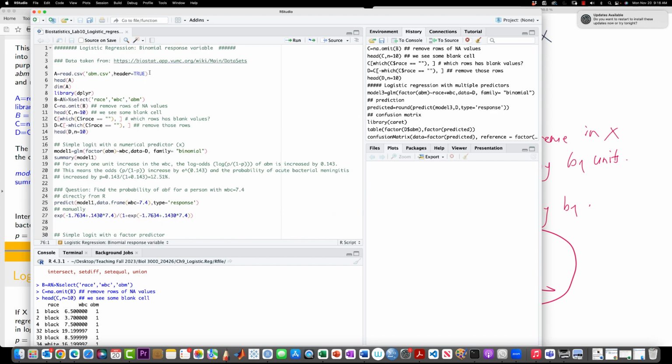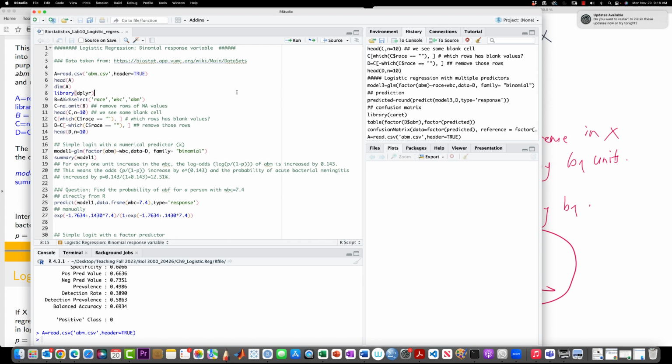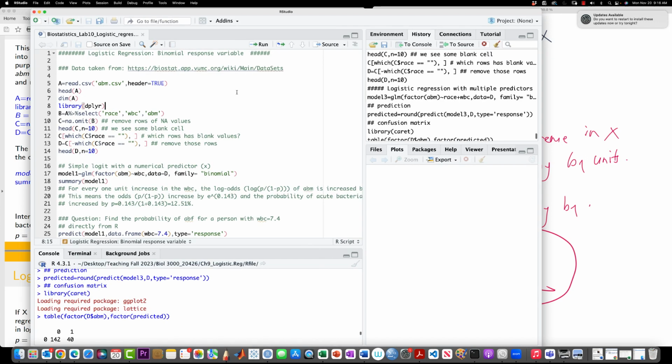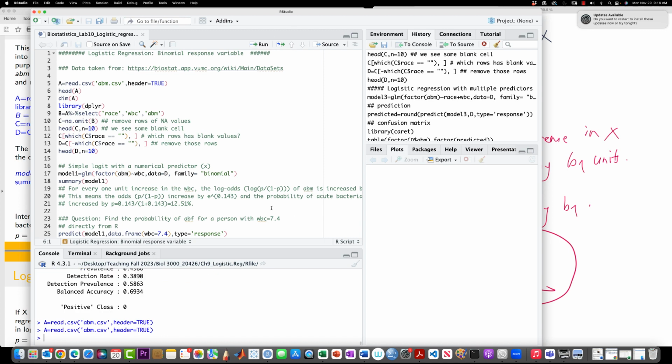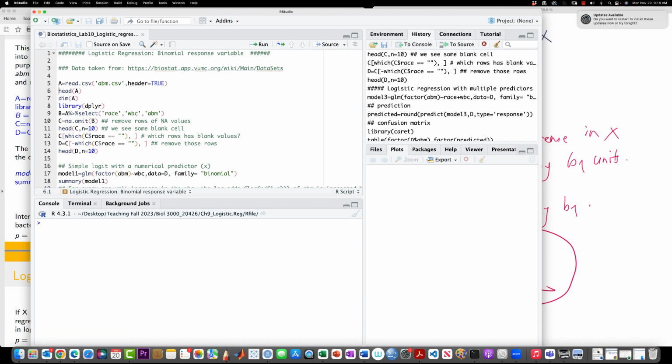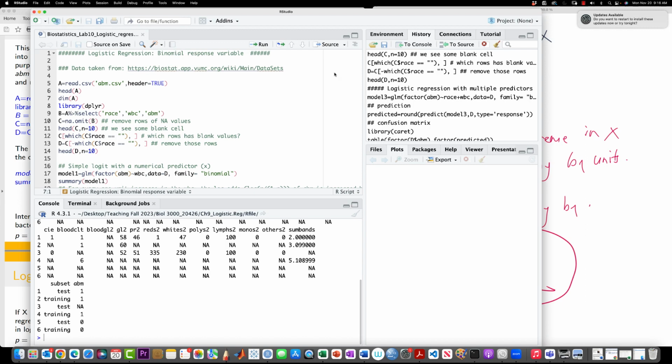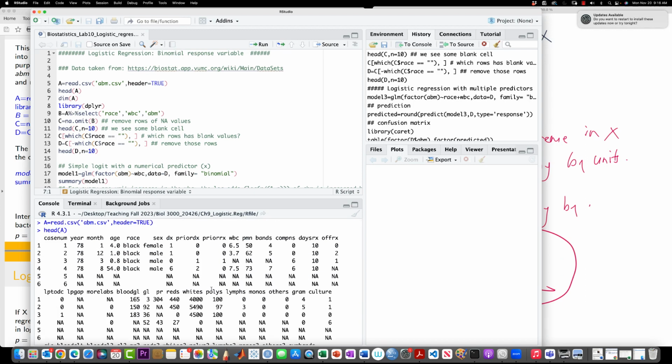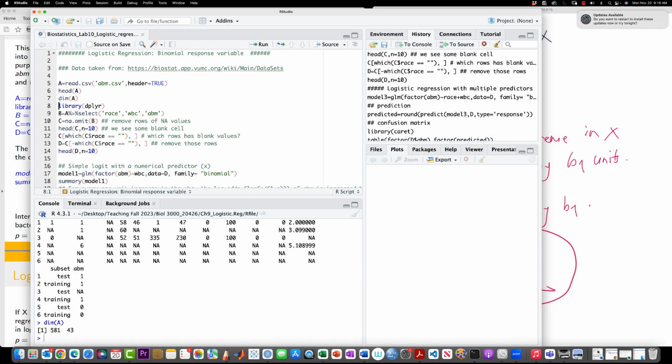Okay, so this is the data set. Let me make it a little bit bigger so that you can see it more clearly. Let me clear this as well with Control L. This is the data set, and this is the head of the data. There are so many columns and so many NA values. There are 581 rows and 43 columns.